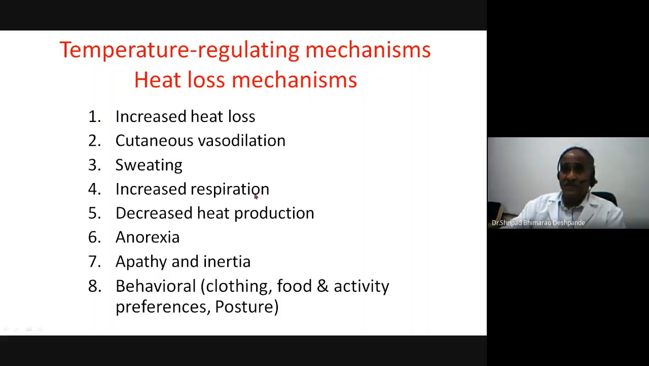Then there is decreased heat production. Whatever the production from the body is decreased, the metabolism is decreased, so you are going to cool down and it's not activated. There is decreased appetite and decreased hunger, anorexia. Anorexia is a decreased hunger or appetite, so that would decrease the food intake, and decreased food intake means decreased heat production.